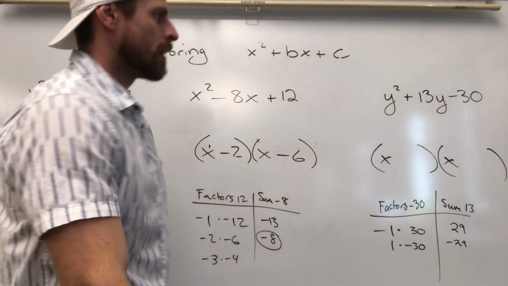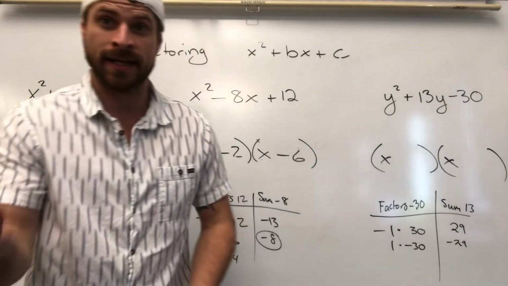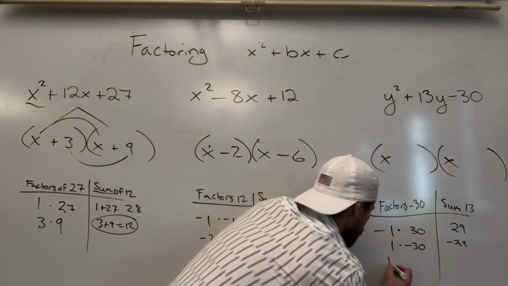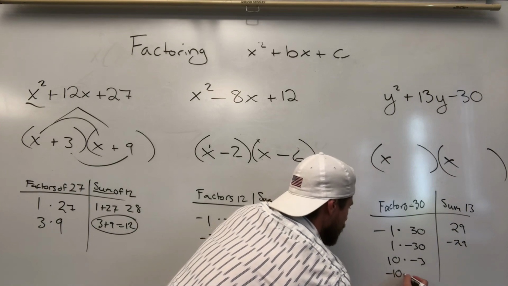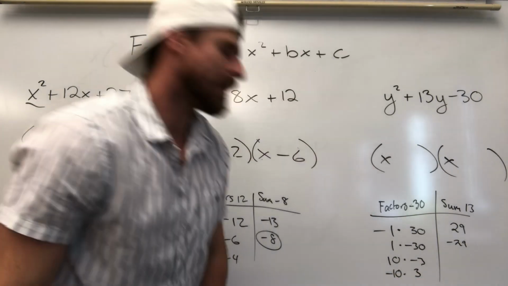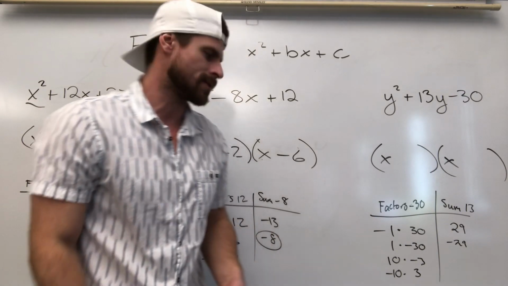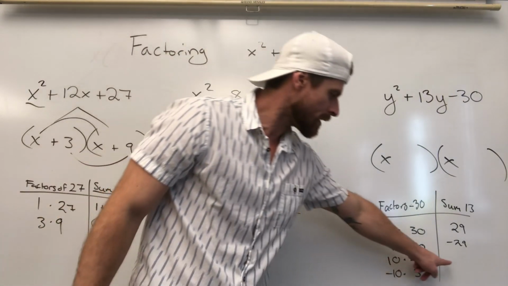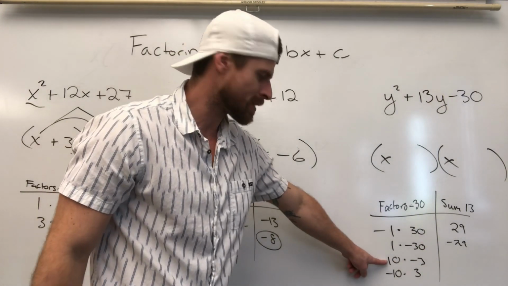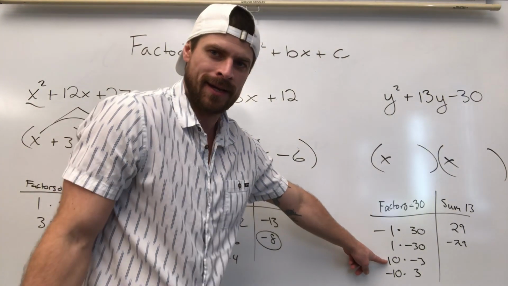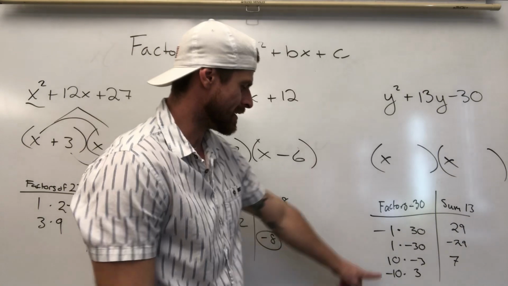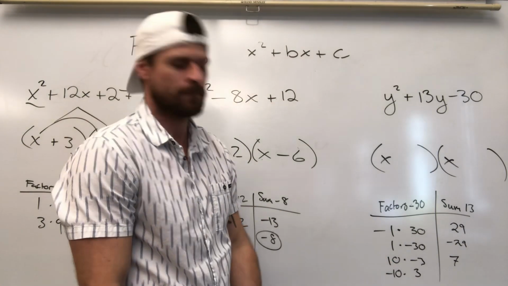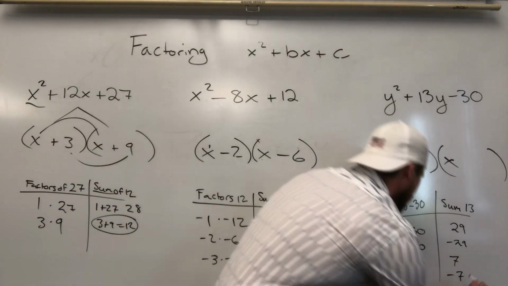So I keep going. All right, another way to get 30. 10 and 3. Ooh, I like that one. 10 times negative 3. And then now let's say negative 10 times positive 3. That's what most kids are going to think the answer is on this one. But then when they go over here to get the sum, what's a 10 plus a negative 3? Yeah, 7. That's not what we want. What's a negative 10 plus a 3? Negative 7. Still not what we want.